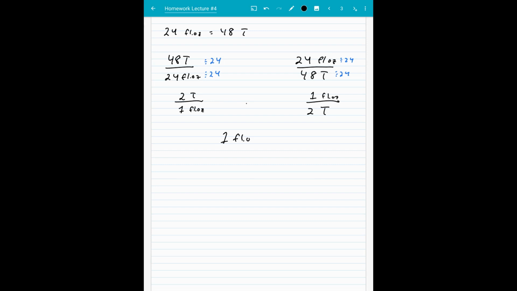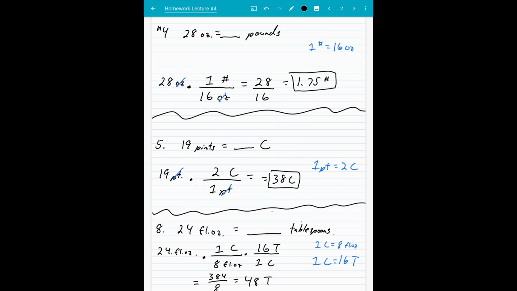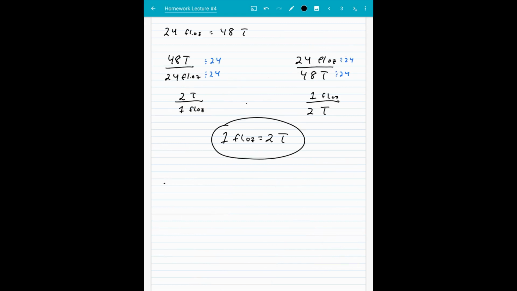So there's a new conversion that you could have written on the chart. 1 fluid ounce is equal to 2 tablespoons. And that could be used as a new ratio. And we could have used that in the very beginning on the other problem. So if I copy this problem, 24 fluid ounces equals blank tablespoons, we can use our newfound conversion to figure it out. 24 fluid ounces times, I want to get rid of fluid ounces, so I put it on the bottom and I put tablespoons up on top. Fluid ounces cancels out and we end up getting 48 tablespoons.